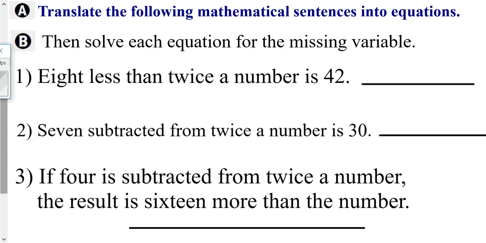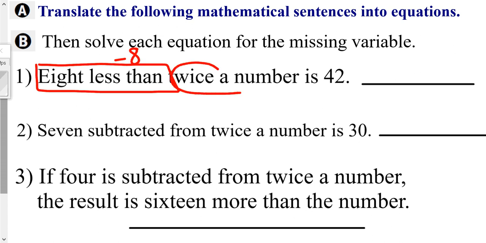It says to translate the following mathematical sentences into equations. For part B, you're going to solve each equation for the missing variable. Number 1 says 8 less than twice a number is 42. If we take a look at this, we know that we have 8 less than. Okay, this tells me that it's going to be 8 less than twice a number. We can represent twice a number by doing 2 as our coefficient next to our variable.